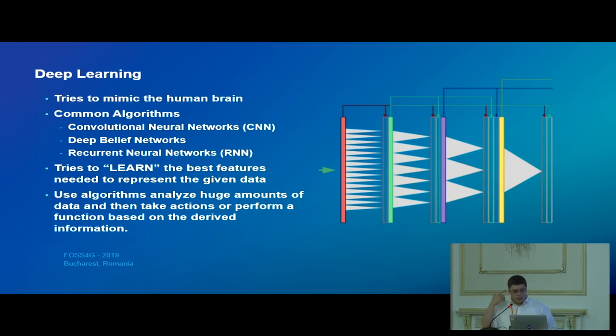So deep learning, the goal of deep learning, and the focus of really where we're trying to get, is that deep learning is trying to mimic the human brain, and I mentioned that before. It has some common algorithms that you might have heard when reading things on the internet. And you have your neural networks, your deep belief networks, your recurrent neural networks, and it's going to try to learn the best it can.